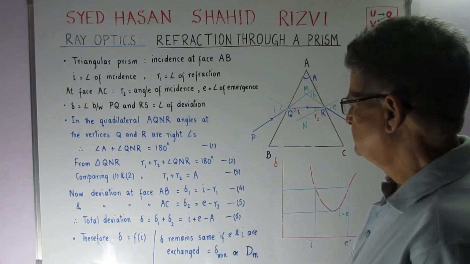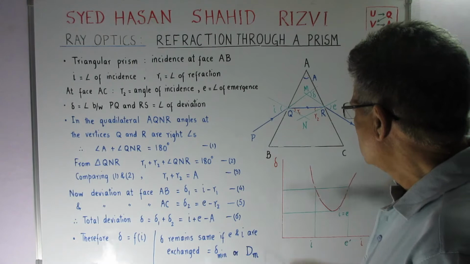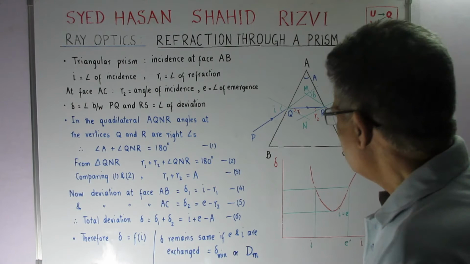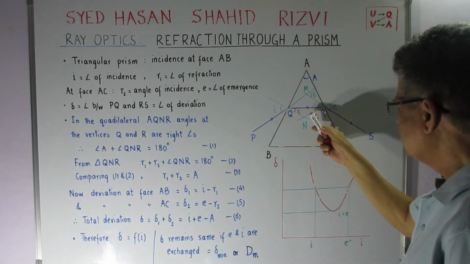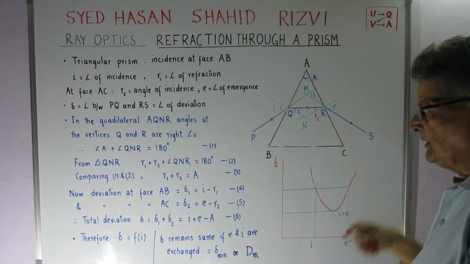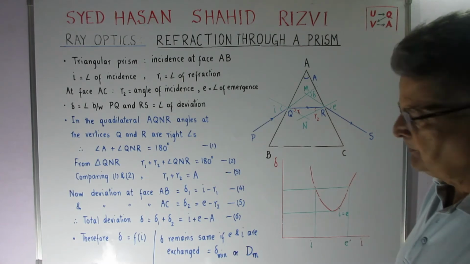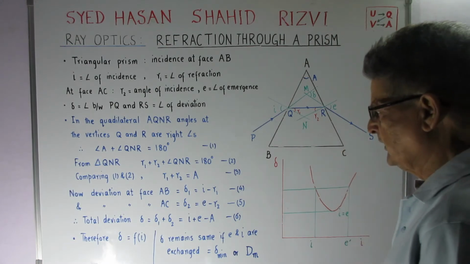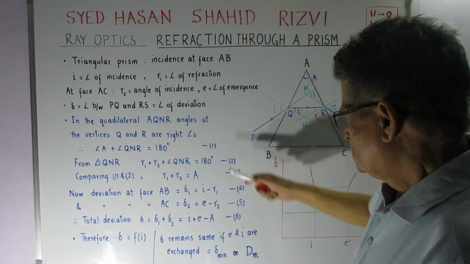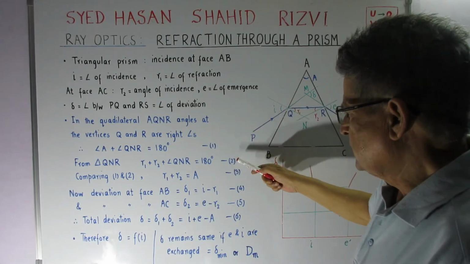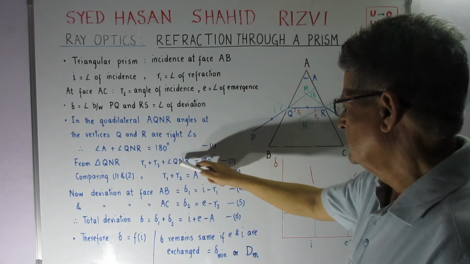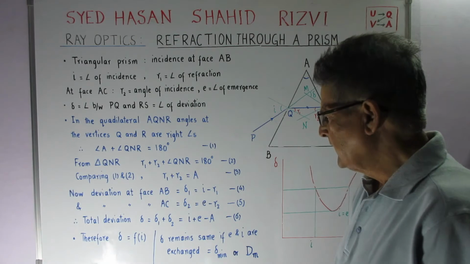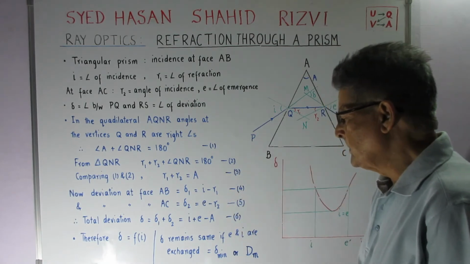which I call equation number 1. From this triangle QNR, R1 plus R2 plus the angle QNR over here is equal to 180 degrees, because the total internal angles of a triangle is equal to 180 degrees. So now when I compare this equation with this equation, 180, 180, then we find that R1 plus R2 is equal to the angle of the prism A, equation number 3.